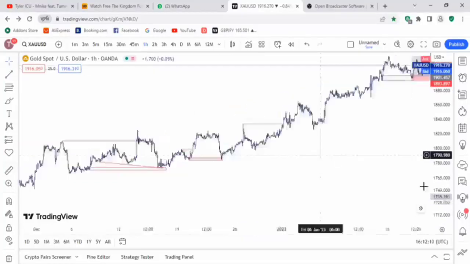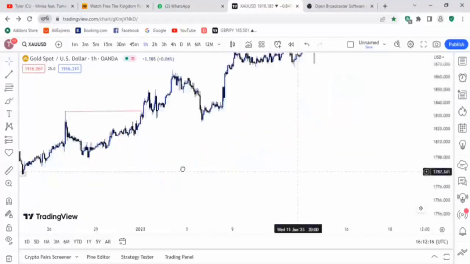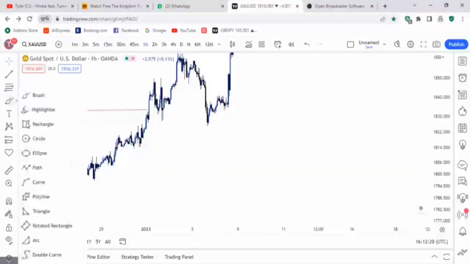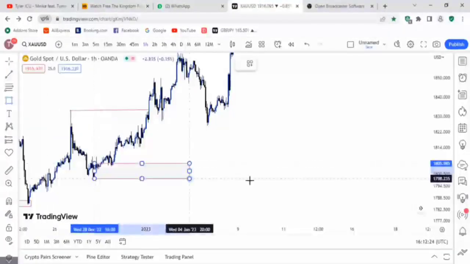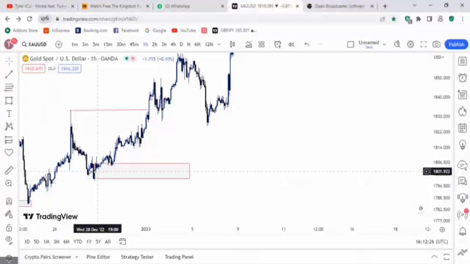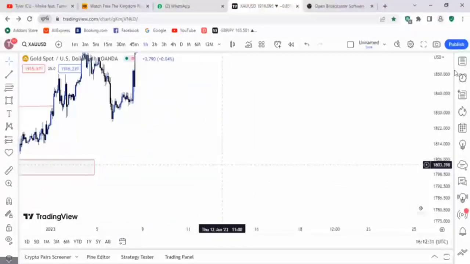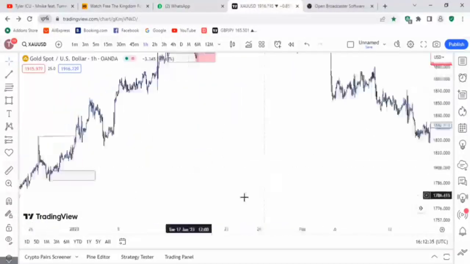This is our order block, the last bearish candlestick. Remember that here my bearish candlesticks are the black ones and my bullish candlesticks are the blue ones. So don't get confused about the colors.